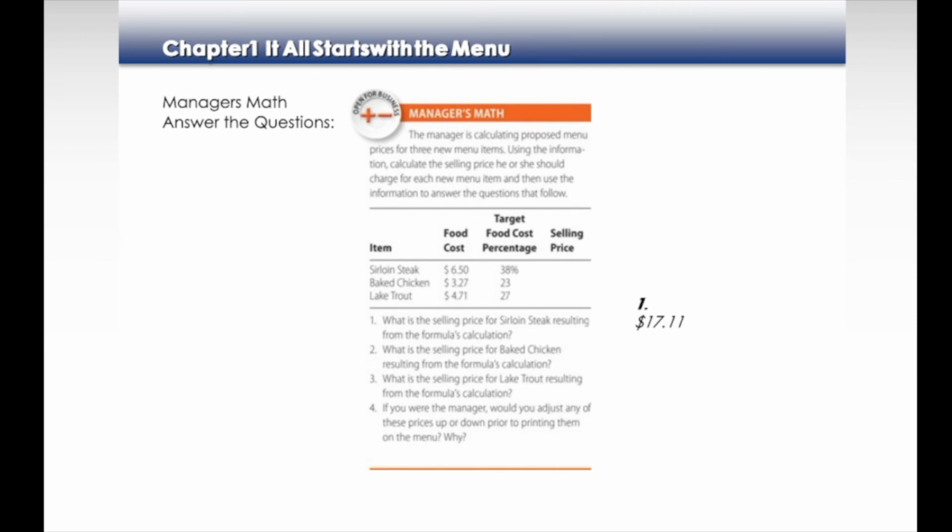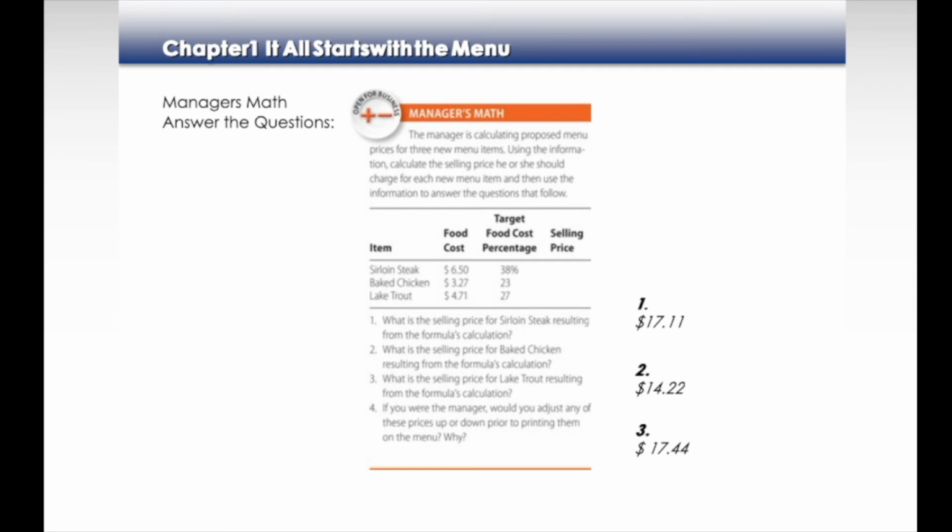What is the selling price for baked chicken resulting from the formula's calculation? It's $14.22. What is the selling price for lake trout? It's $17.44. And if you were the manager, would you adjust any of these prices up or down prior to printing them on the menu, and why?